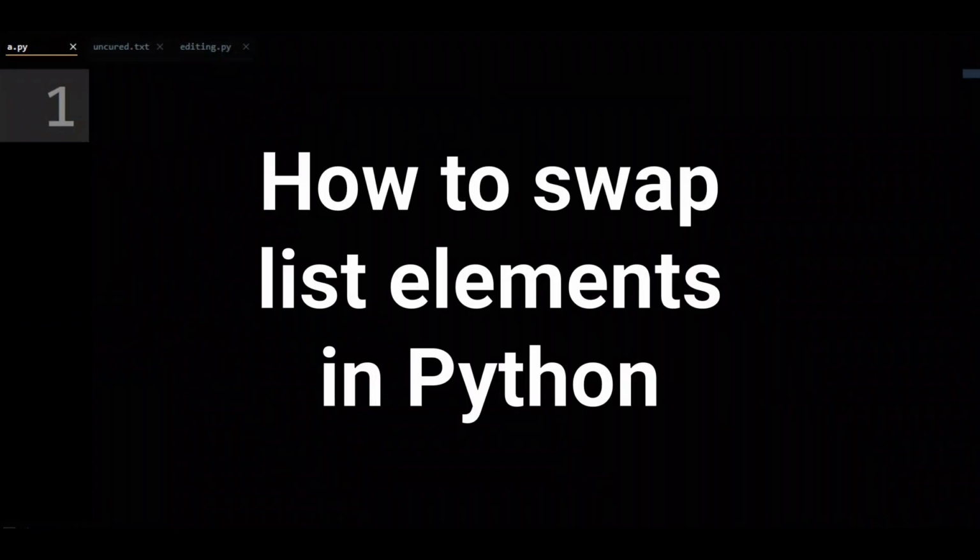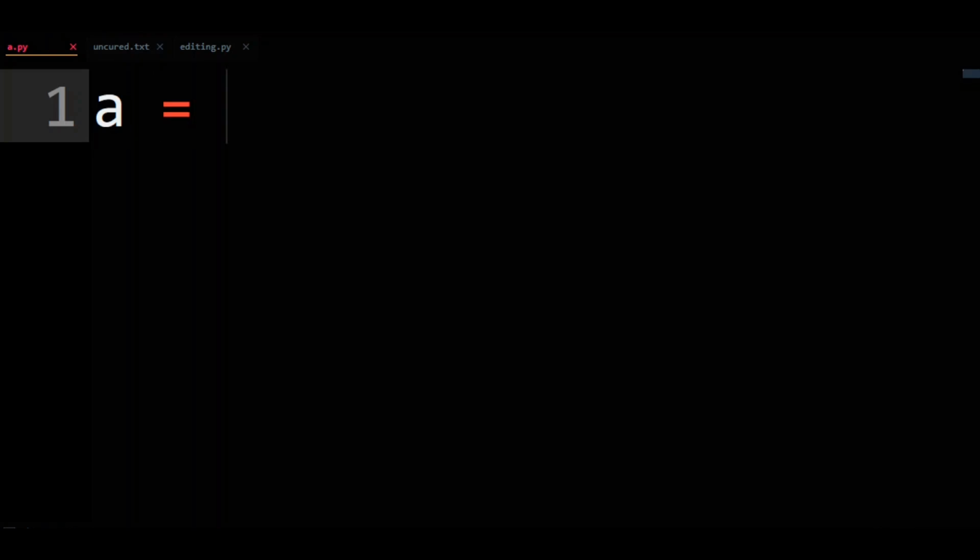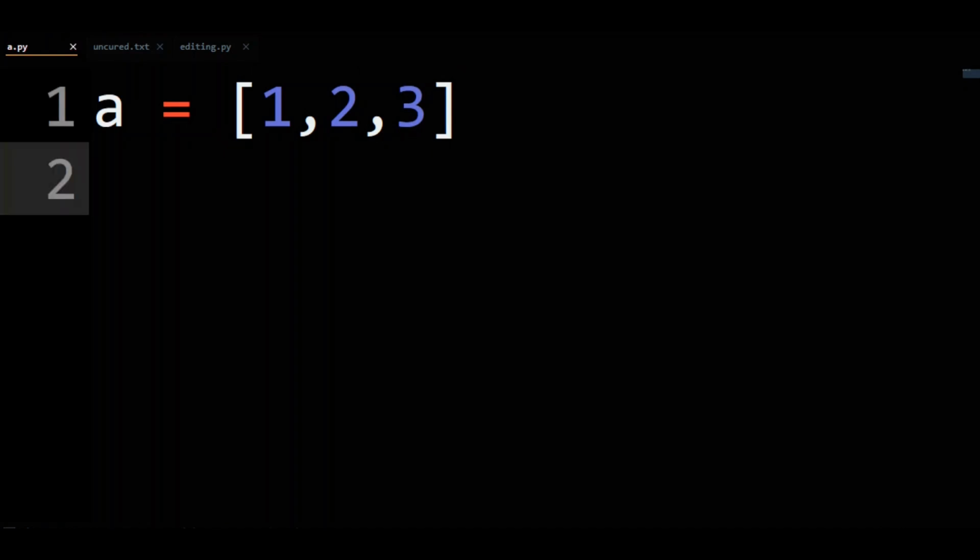How to swap list elements in Python. First, we'll need a list. So A equals a list with 1, 2, and 3. To swap, we will use tuple unpacking notation.